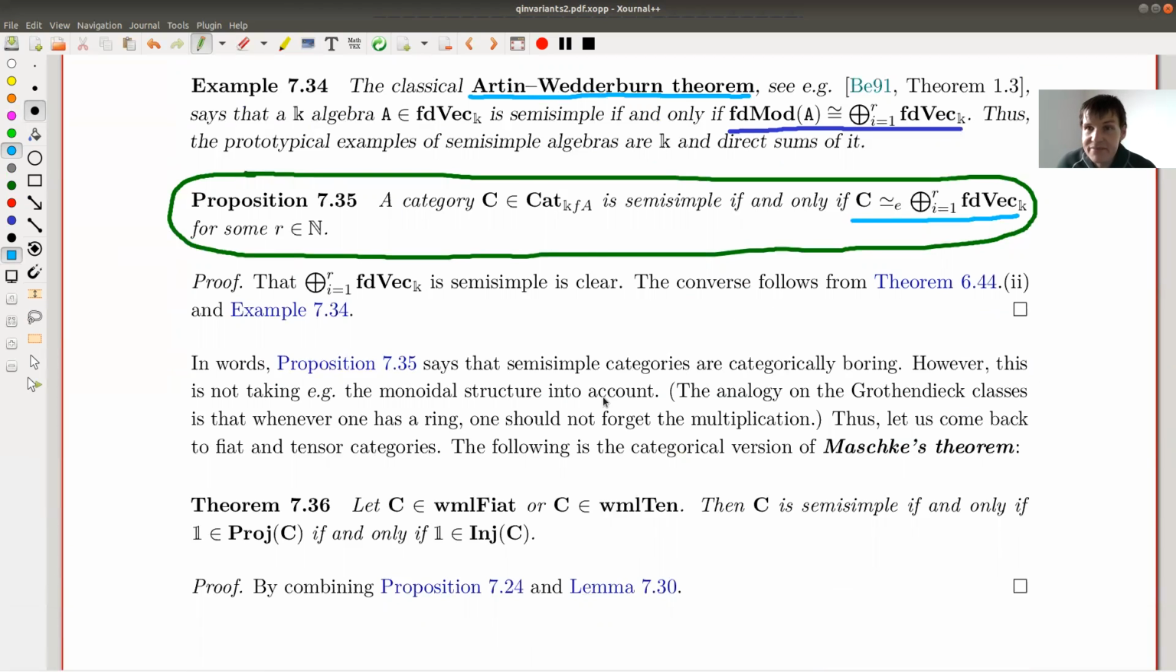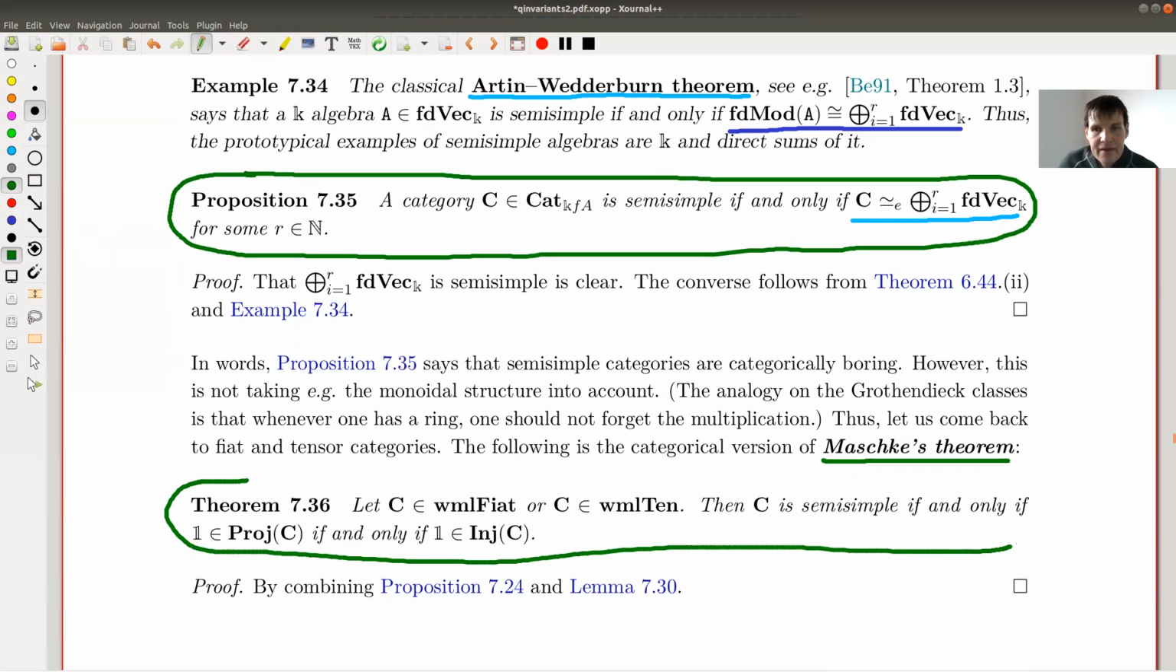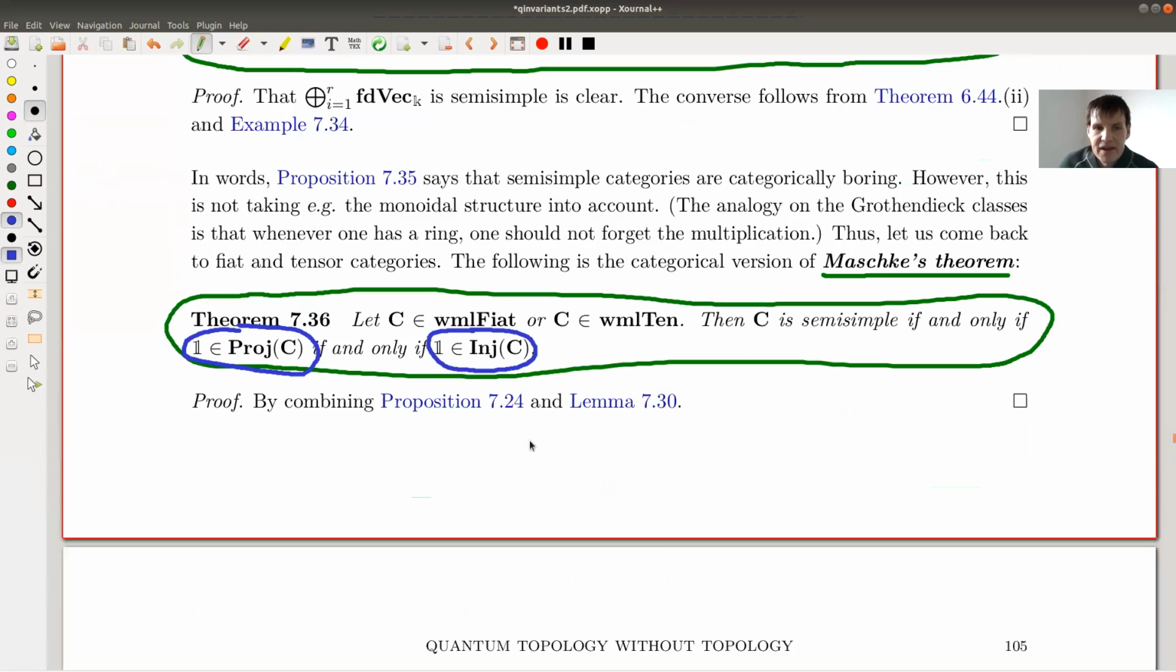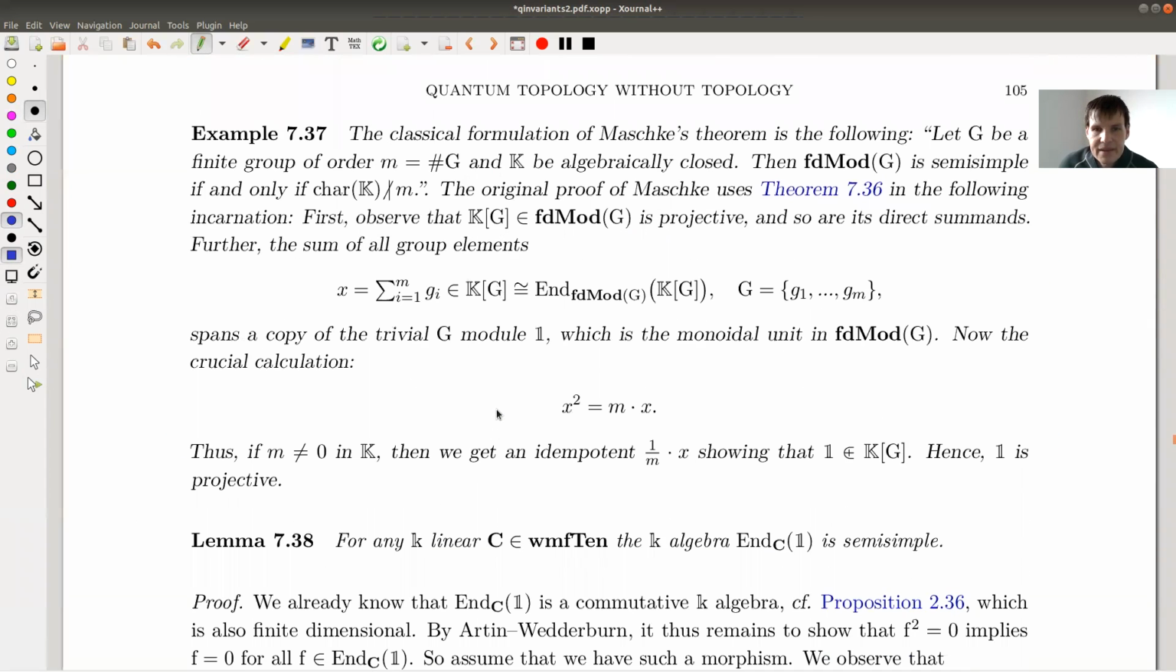And a way to test whether a category is semi-simple is the so-called Maschke's theorem. And it looks like this. A category is semi-simple if and only if the unit object is projective, or equivalently if it's injective. Okay, I want to do a little bit more diagrammatics. So I explain here where this actually comes from.